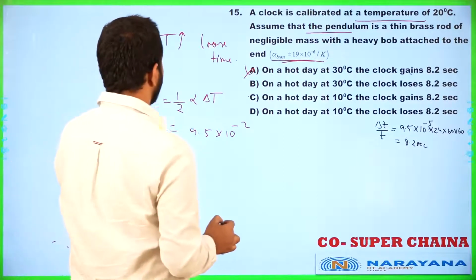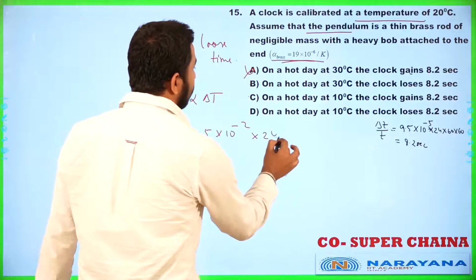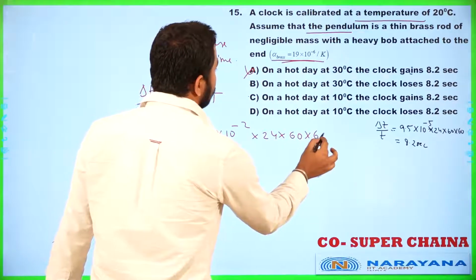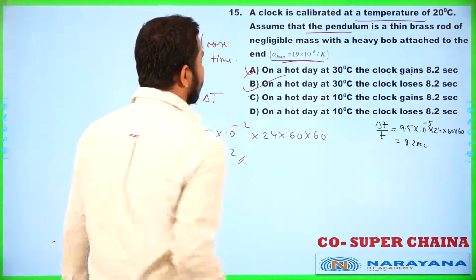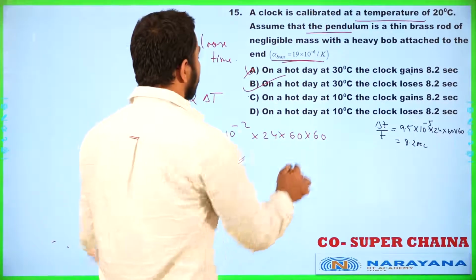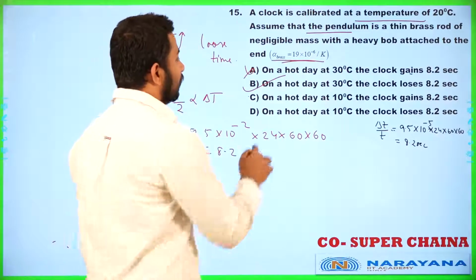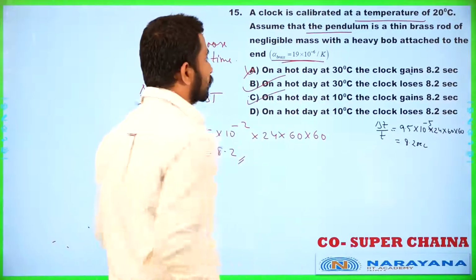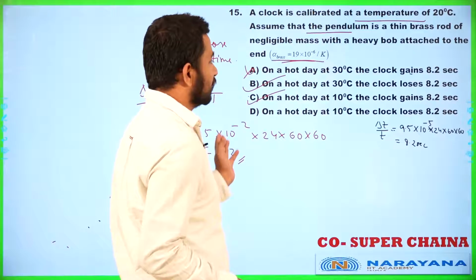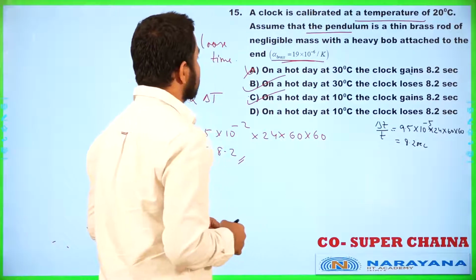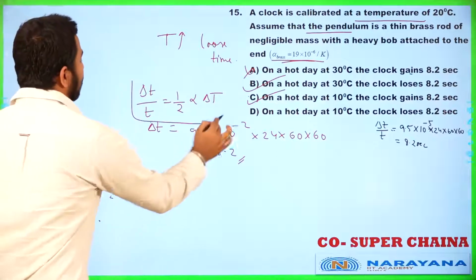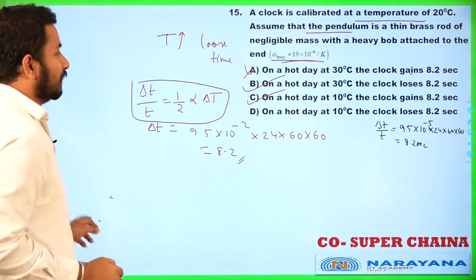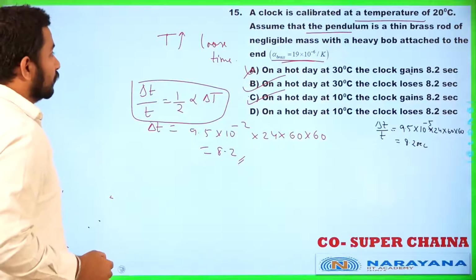Delta T we need to calculate. So multiply this with the time, that is 24 hours, 24 into 60 into 60. This will come as 8.2 seconds, so this will be correct here. If we substitute for the other one, this will also come correct. So just check the options, which of these is correct and which is not. Moreover, the concept remains the same: delta T is equal to half alpha delta T, right? So let's proceed to the next one now.